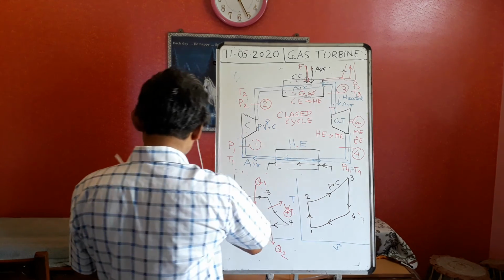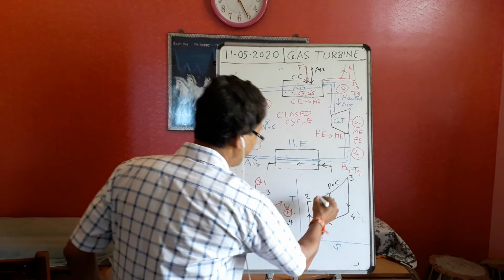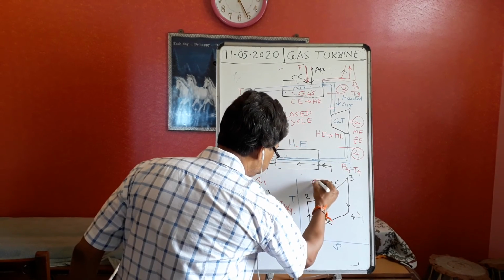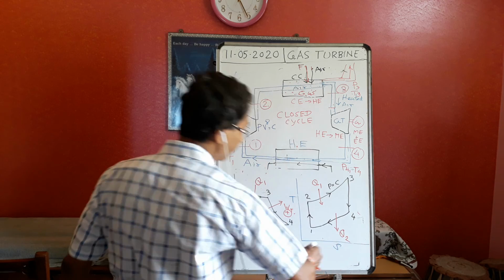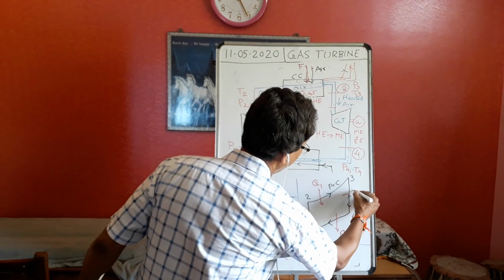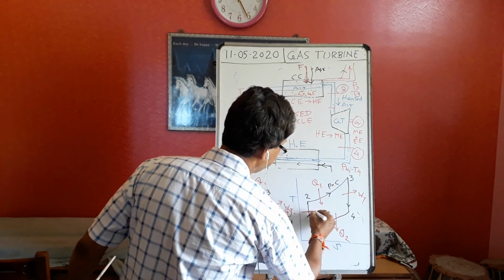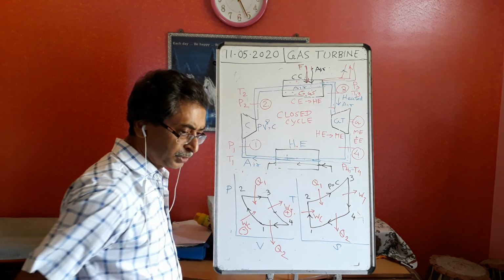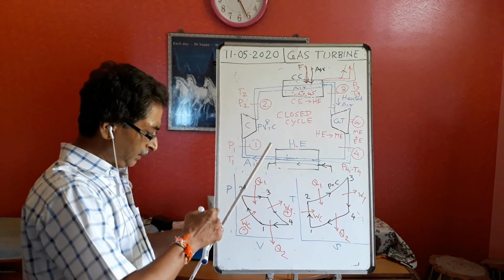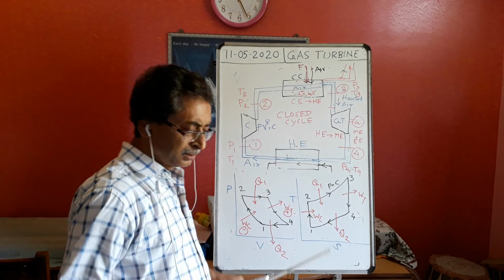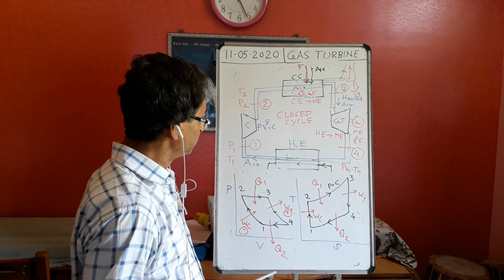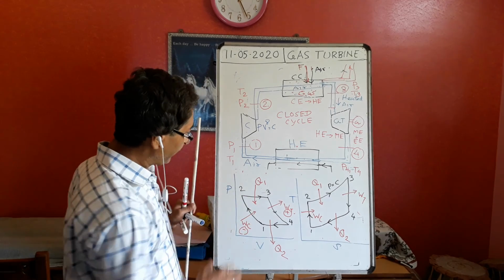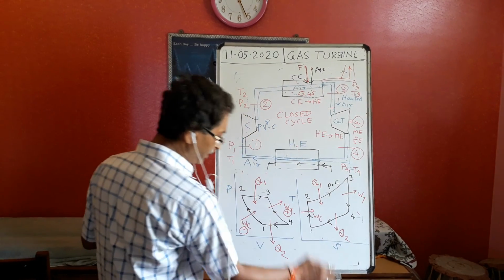So here we are giving the heat input, and here we are rejecting it. This is the turbine work WT, and this WC is consumed. So this is the cycle diagram in the PV and TS planes. Now let me erase this part.